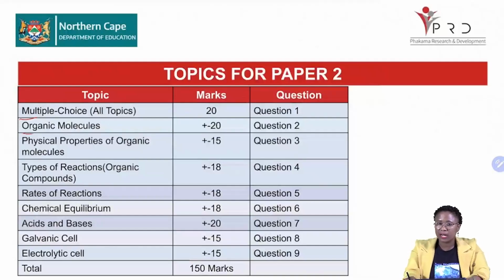You'll be given organic molecules, nomenclature, naming, IUPAC naming, we will look at that. Physical properties of organic compounds could be your question 3. And then your question 4 of your previous question papers, normally we have there the type of reactions. We also have rates of reactions, chemical equilibrium, acids and bases, galvanic cell, as well as electrolytic cells. Now, it's very important that as you practice your previous question papers, you take note of the mark allocation and check which question has more marks.